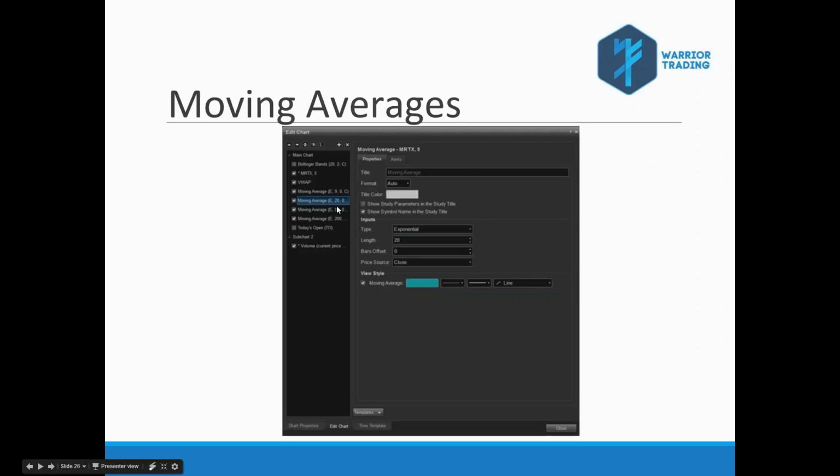You can see my moving averages are pretty simple. I just go in, pop them on here. We've got the 20, the 50, the 200, and the 9. They're all exponential moving averages.